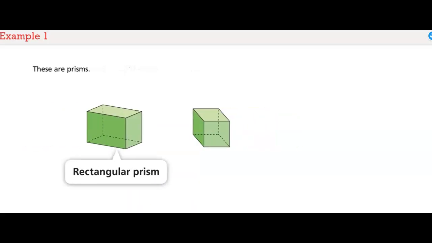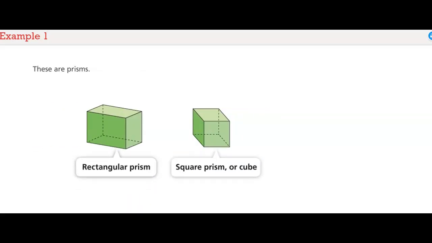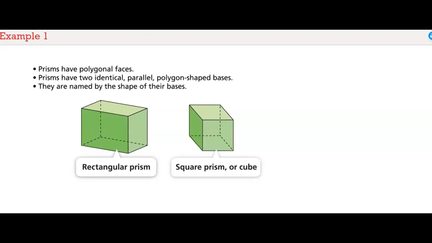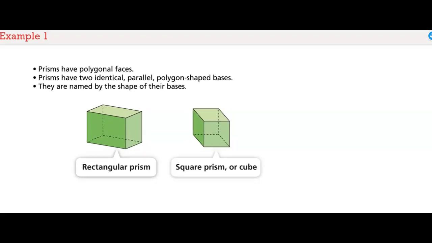These are prisms. Prisms have polygonal faces. Prisms have 2 identical, parallel, polygon-shaped bases. They are named by the shape of their bases.